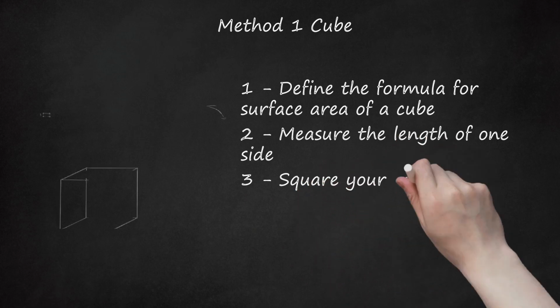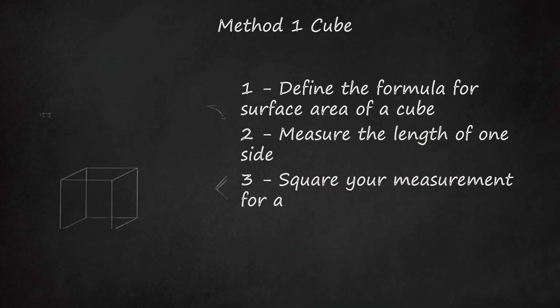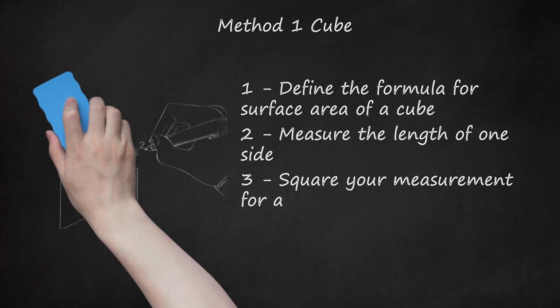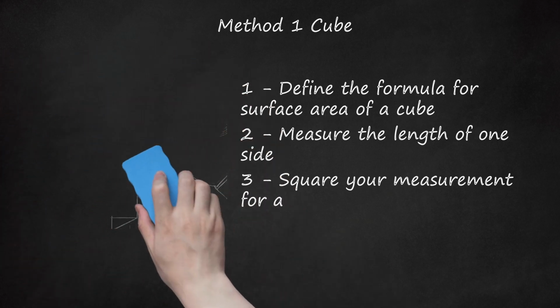3. Square your measurement for A. Square the measurement taken for the length of the edge. To square a measurement means to multiply it by itself. When you are first learning these formulas, it might be helpful to write it as SA = 6 × A × A. Note that this step calculates the area of one side of the cube. Example: A = 2 centimeters. A² = 2 × 2 = 4 square centimeters.